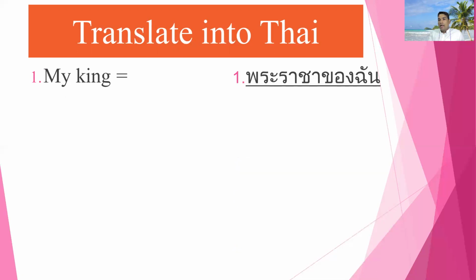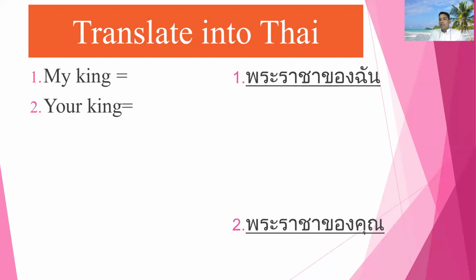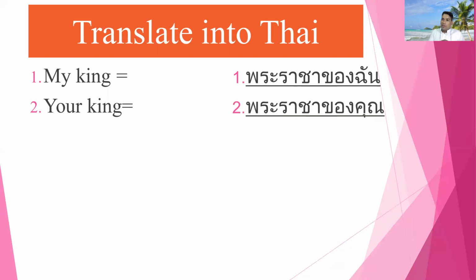I will show you, and you can also see book page number 27. Please use a pencil to write the Thai language. If you make a mistake, you can erase it. Don't use a pen when you write in the book, because there are fill-in-the-blanks. You can also look at your book and try to understand. Use a pencil to write. Number 2 is your king. How to change your king into Thai language? You can see here the Thai language is written. Please write this correct Thai.